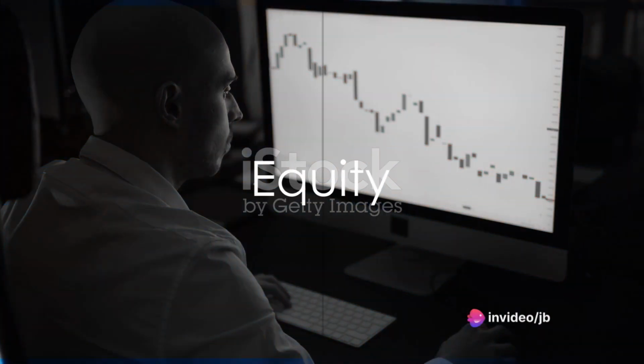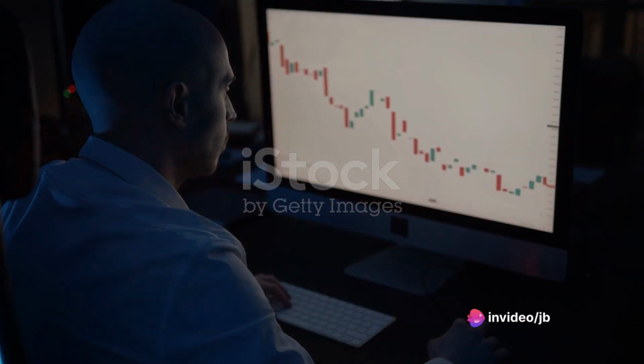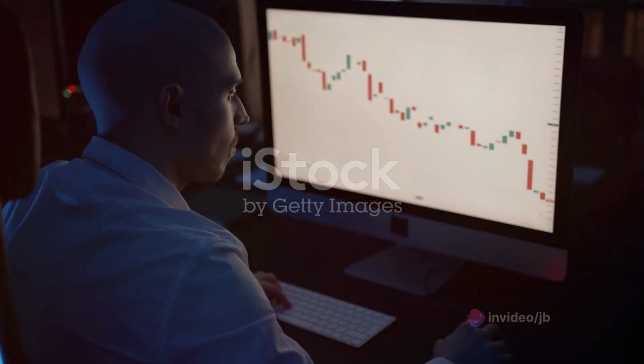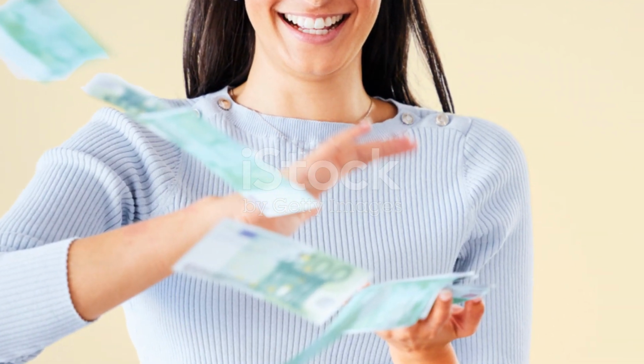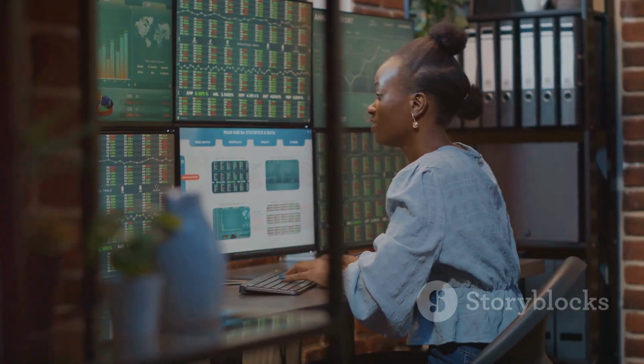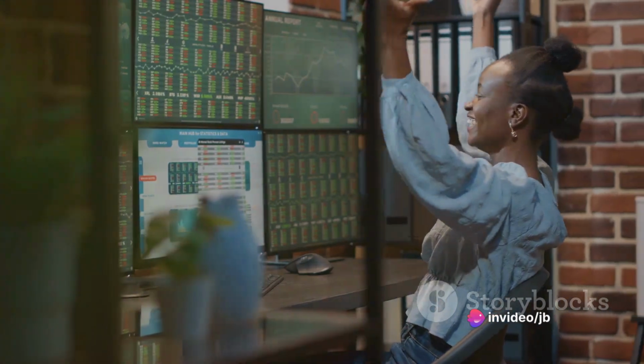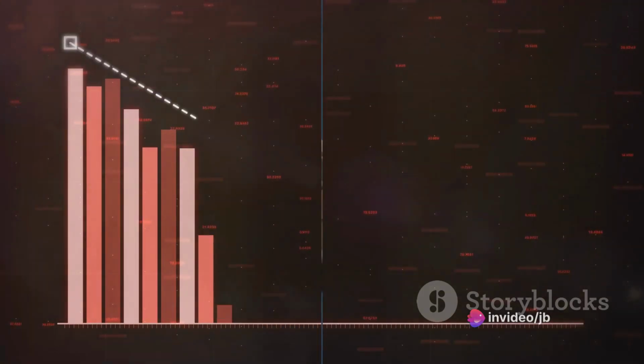Next up, we have equity. Equity, or stocks, represents ownership in a company. If you own a company's stock, you own a piece of the company. You can profit from equity in two ways: dividends, which are a share of the company's profits, and capital gains, which arise when the stock's price increases. But remember, with higher potential returns come higher risks.